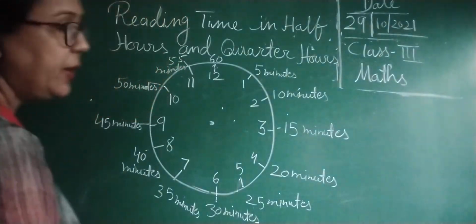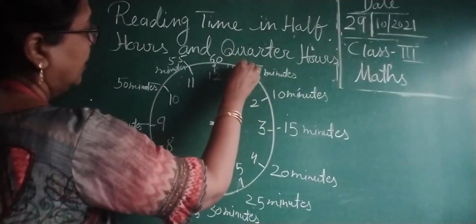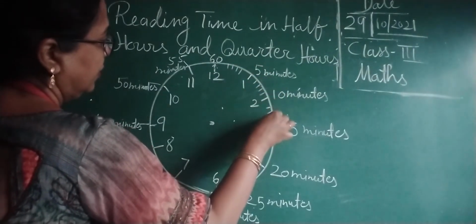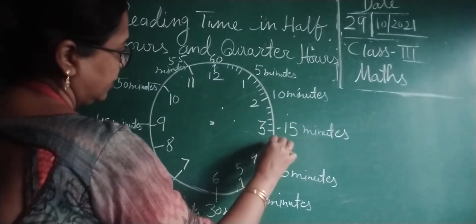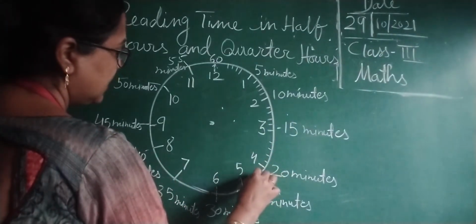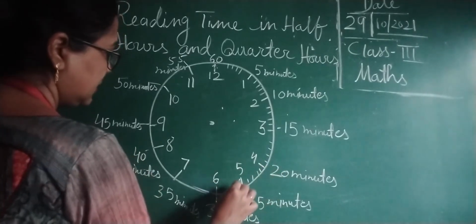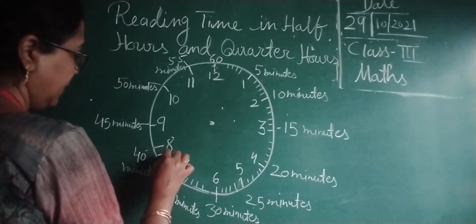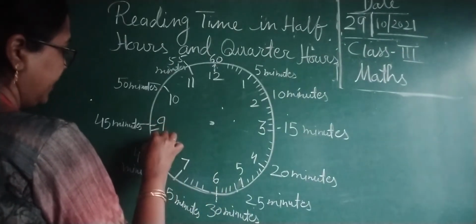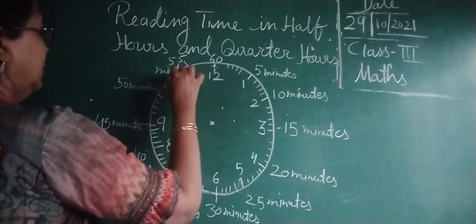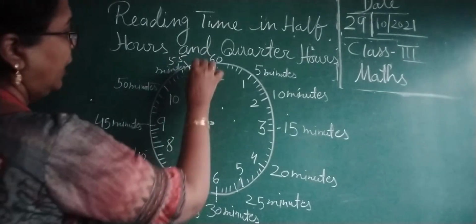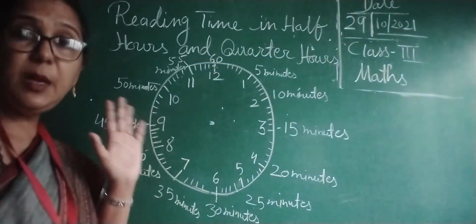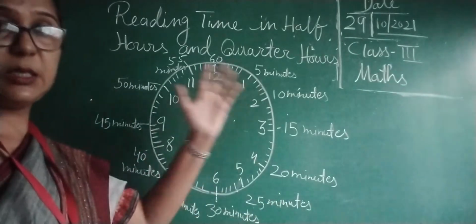So here you can see, 5 minutes difference is always in between these numbers. So always remember children, this is important for us. Okay, so always remember. So it means the clock is divided into 60 minutes.